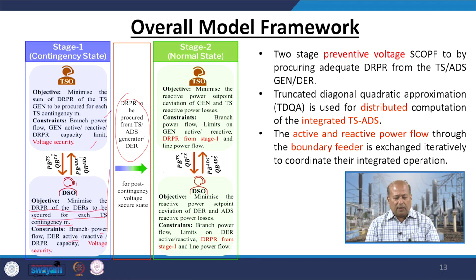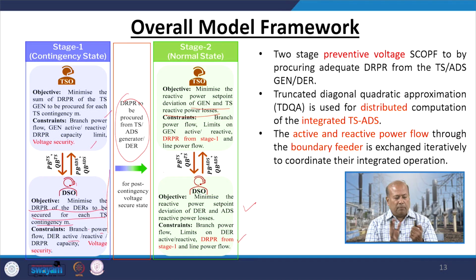Again, the TSO tries to minimize the reactive power set point deviation of generations and transmission system reactive power losses with constraints of branch power flow limit, generation active reactive power, DRPR from stage 1, and line power flow. However, the DSO will try to minimize the reactive power set point deviation, DR and ADS reactive power losses with branch power flow limits, DR active reactive DRPR from stage 1, and line power flow.